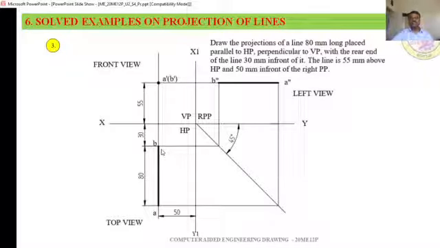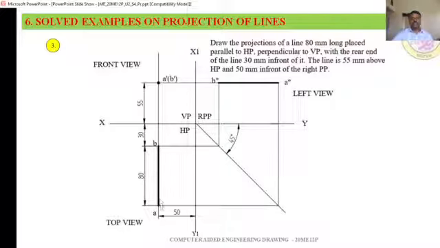Locate the ends first. The line is 55 mm from here. Draw the XY line. From here the line is 55 mm above HP. Locate this and 30 mm in front of it. So, rear end of the line. Rear end means behind end or back end. Rear end of the line is 30 mm in front of it. So from here you measure 30, you locate small b.